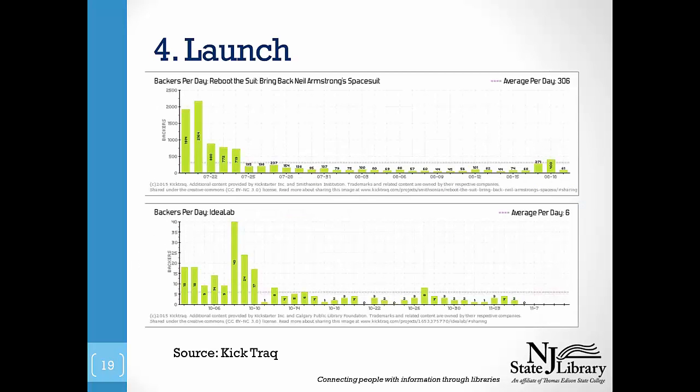So I wanted to compare, the first one is the Reboot the Suit for Neil Armstrong spacesuit. And you can see they had a huge bump at the start. They actually made their goal very early on in the first couple days. And then they have a smaller bump at the end, but it does drop down in the middle. The Idea Lab, which we saw first, the Kickstarter at the Calgary Public Library, they have less of a big bump in the beginning, and then it really trailed off.